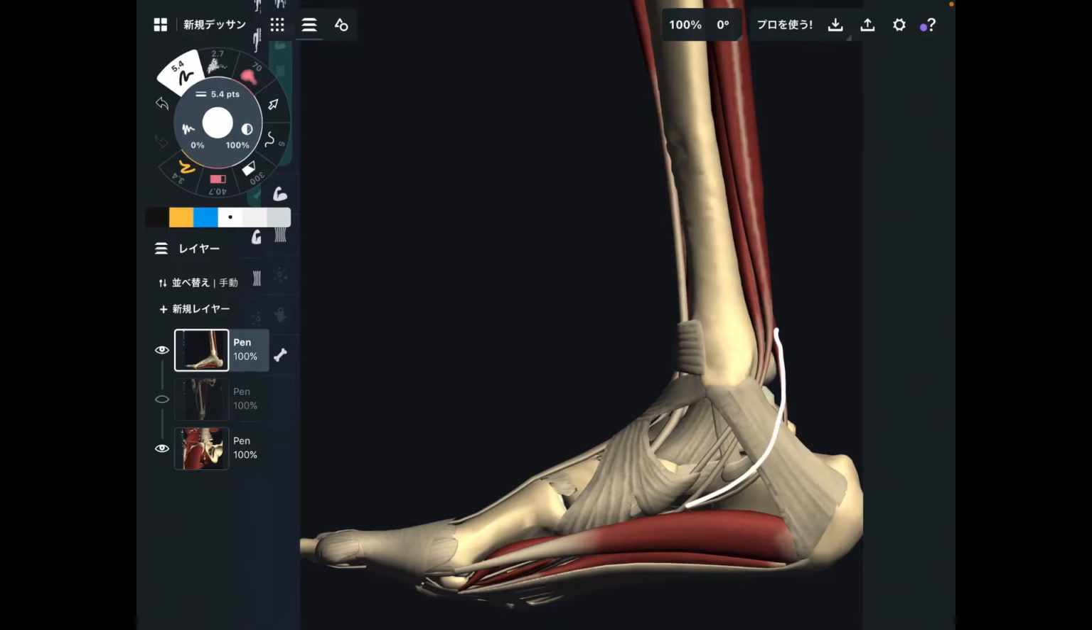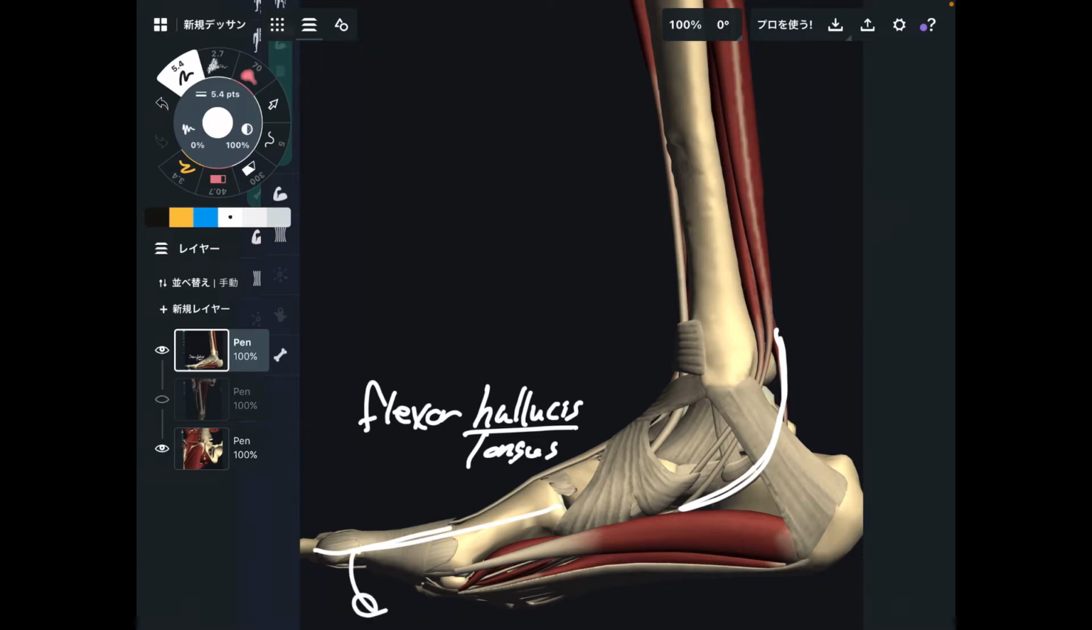First one is this one. It's a little bit hard to see. This is a very deep muscle. This is flexor hallucis longus. Hallucis means big toe, the biggest toe. This muscle flexes big toe. This is very important to maintain foot arch, foot functions, and whole foot alignment. Very important muscle.